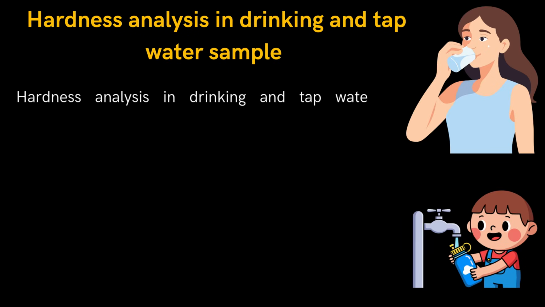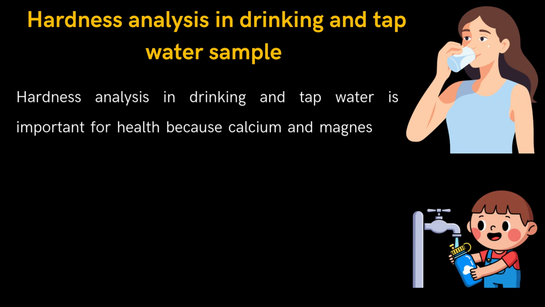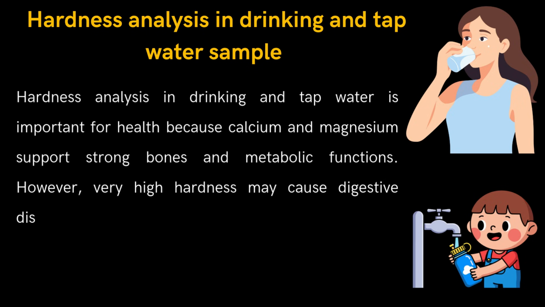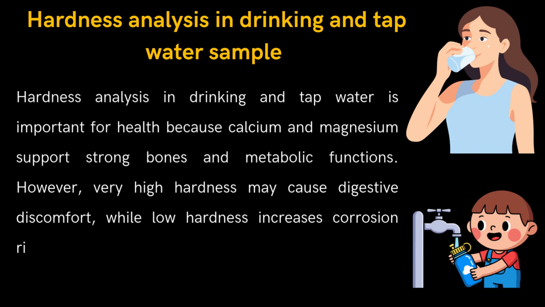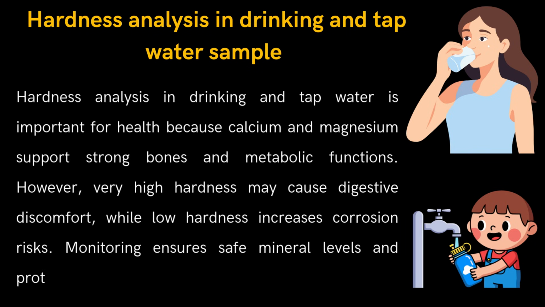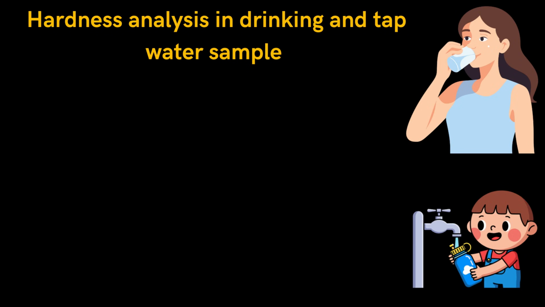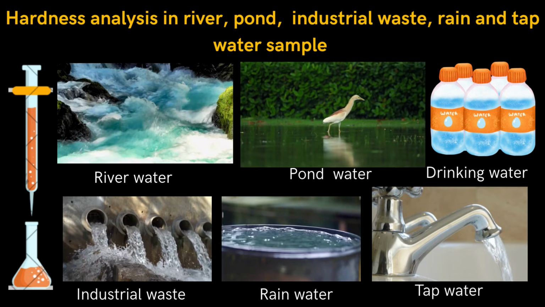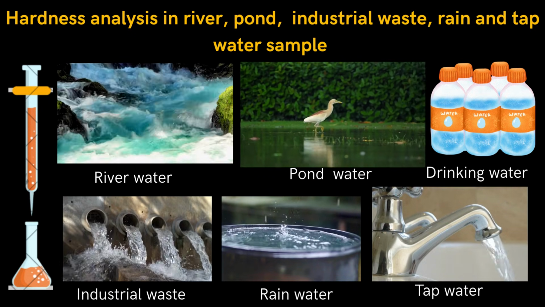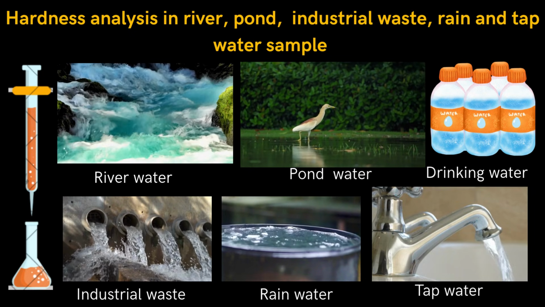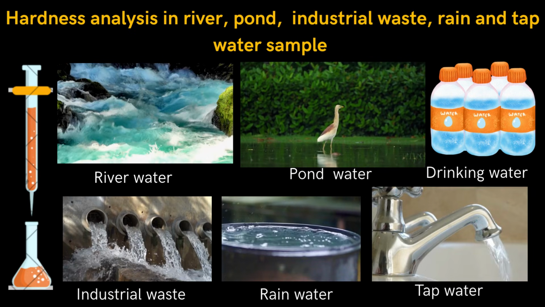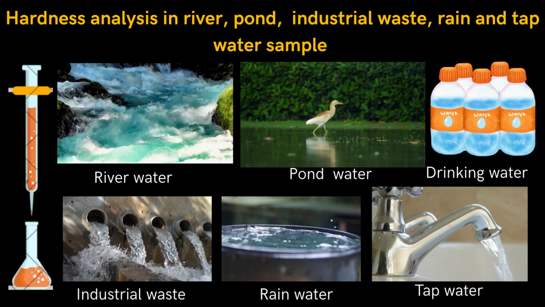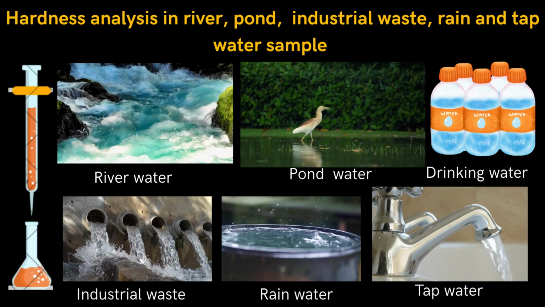Hardness analysis in drinking and tap water is important for health because calcium and magnesium support strong bones and metabolic functions. However, very high hardness may cause digestive discomfort, while low hardness increases corrosion risks. Monitoring ensures safe mineral levels and protects long-term health. Similarly, we can use EDTA complexometric titration for analysis of hardness in river, pond, industrial waste, rain and tap water samples. Because it accurately measures calcium and magnesium levels, detects pollution or mineral load, supports water treatment decisions, protects public health, and ensures water quality for domestic and environmental use.